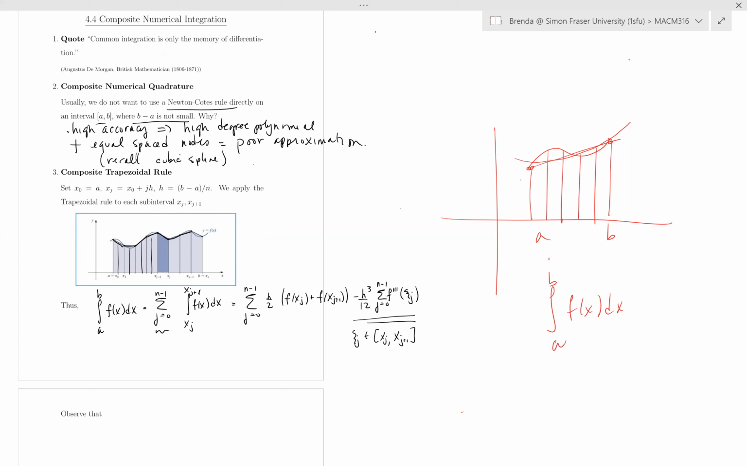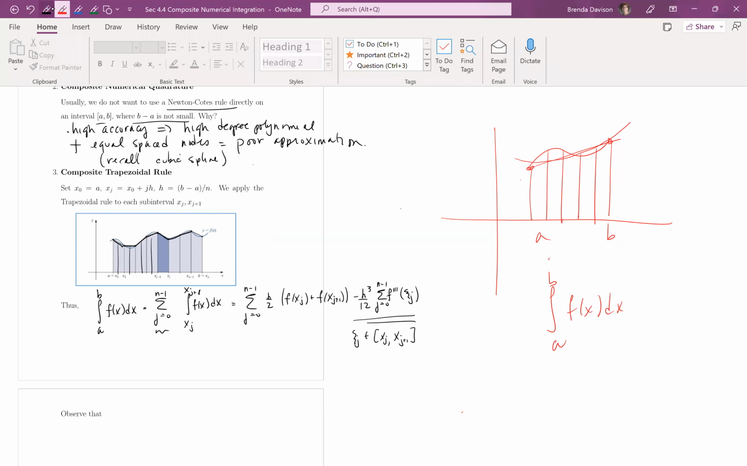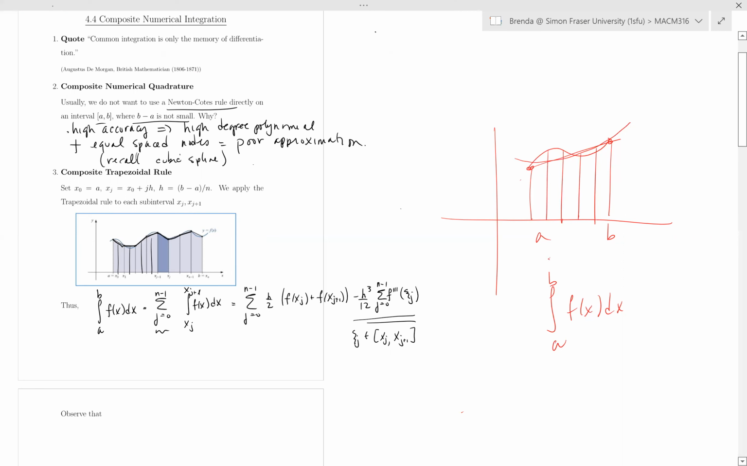So instead of having one trapezoid for the whole thing, we decided that, hey, maybe it's a good idea to have a separate trapezoid in each region. This is the cubic spline idea. Yep.